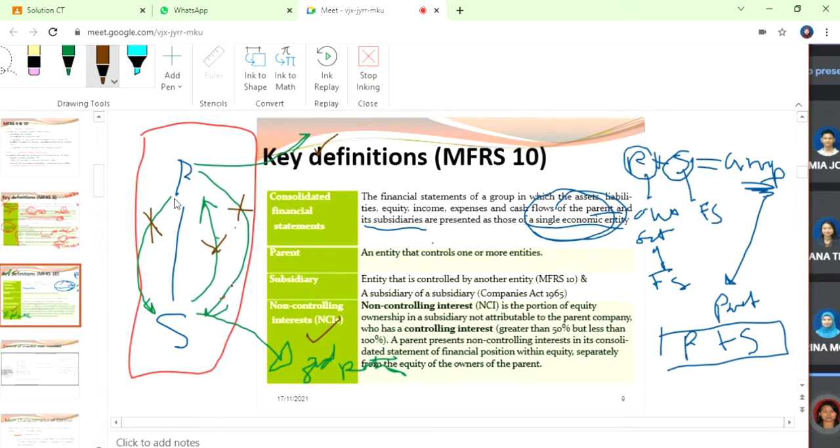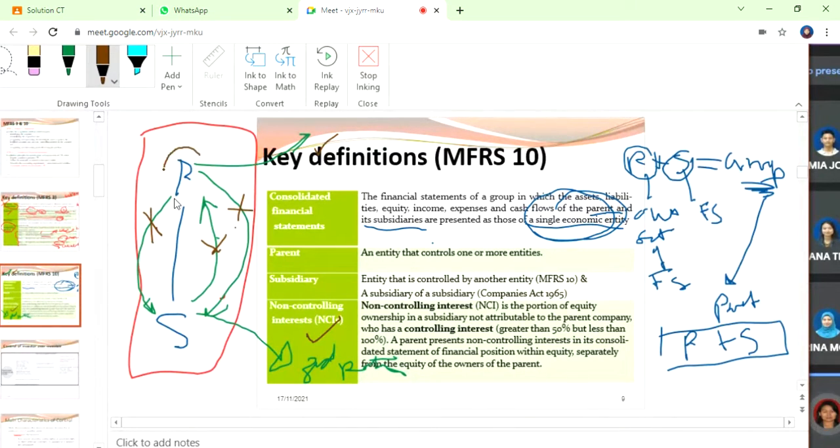So this is where you go to part two of the notes, where we look into elimination or adjustment for intercompany transactions. That's very important for you to understand.